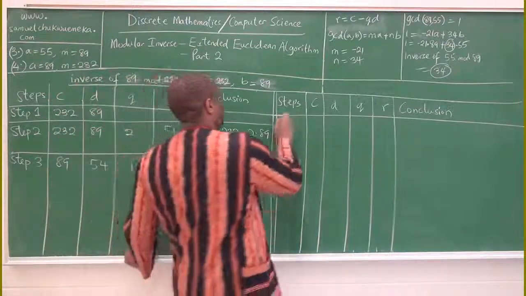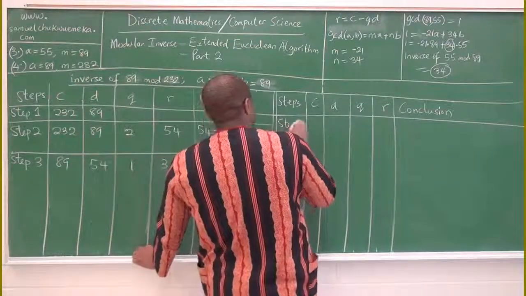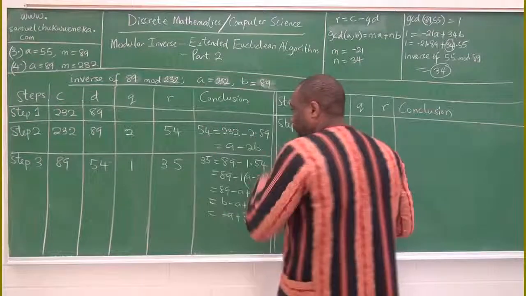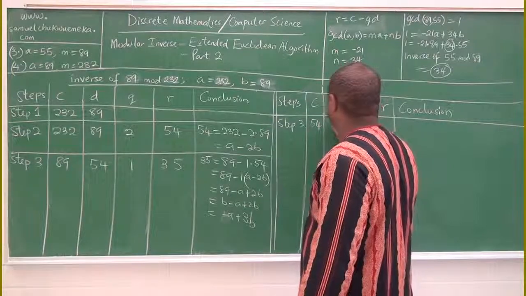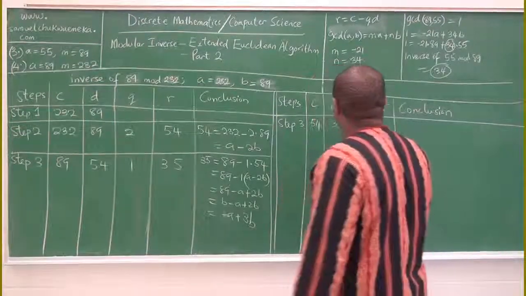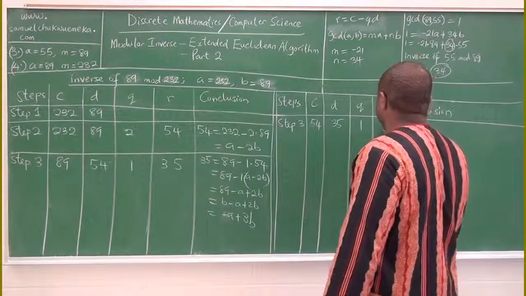Okay, next one is step 3. Again, in this case we have 54 and we have 35. Q is 1. 14 minus 5 is 9.